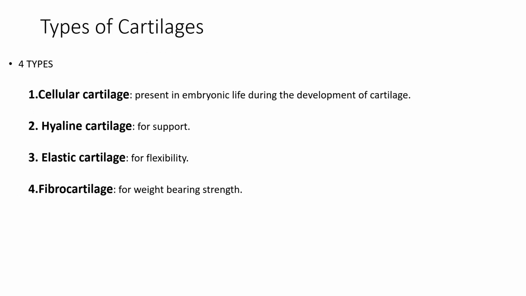There are four types of cartilages. So, first variety is cellular cartilage, which is present in embryonic life during the development of cartilage. Second variety is hyaline cartilage. It's mainly meant for support. Elastic cartilage is for flexibility. And the fourth variety of cartilage is fibrocartilage. It is meant for bearing weight.